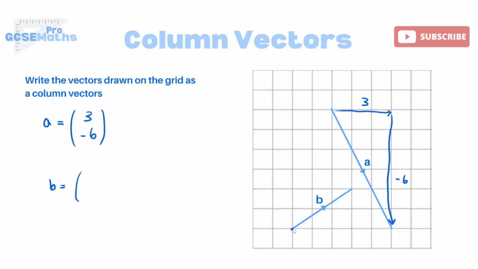I'm going to start here and obviously follow the arrow in the direction. Normally I go left or right first because that's the number that's at the top. So you can see we're going right by 3. So that's a positive 3 again. And then this time we're going up by 2. So it's positive 2 as well. Okay, so those are the column vectors for A and B.